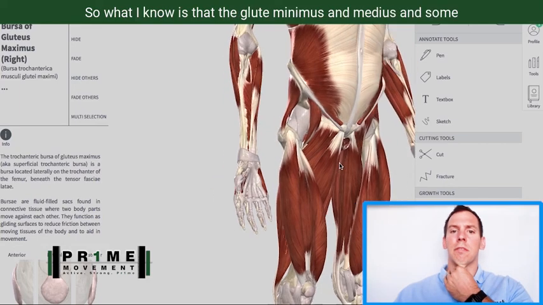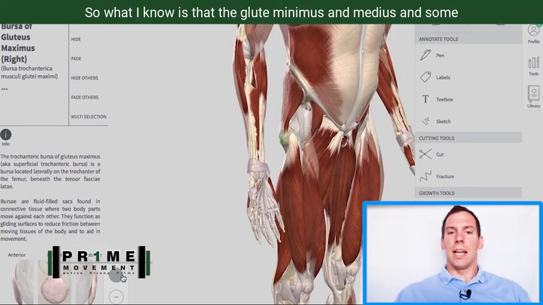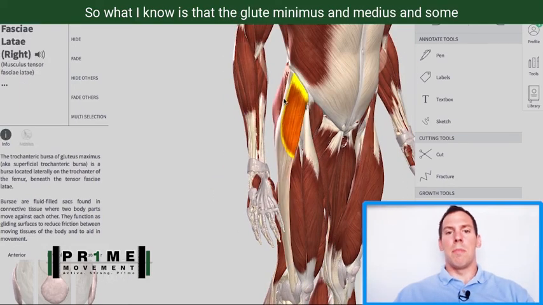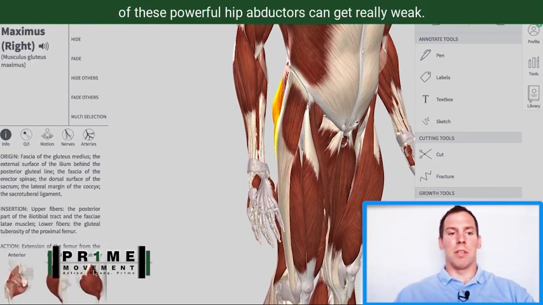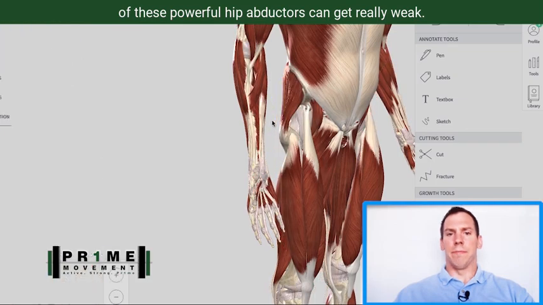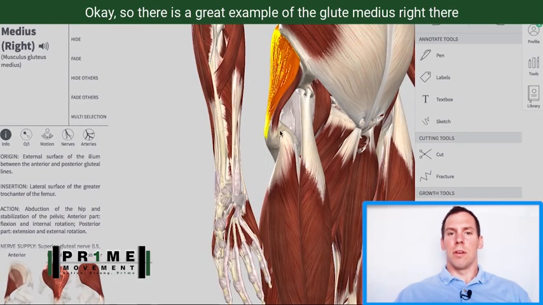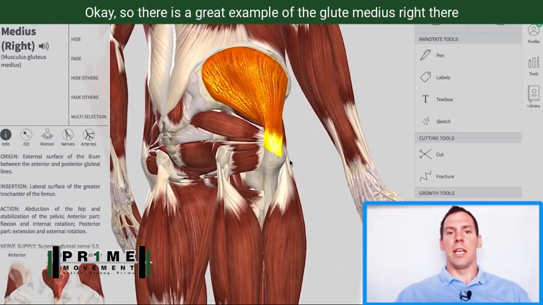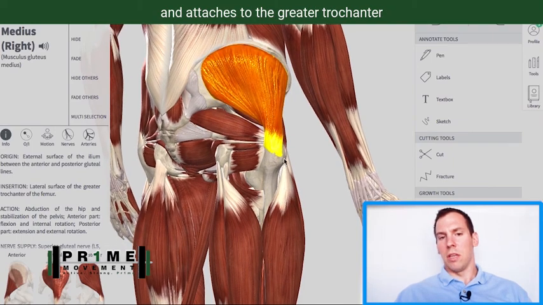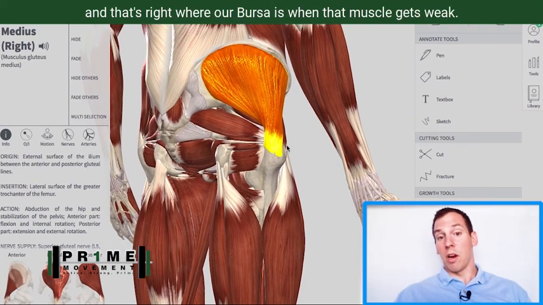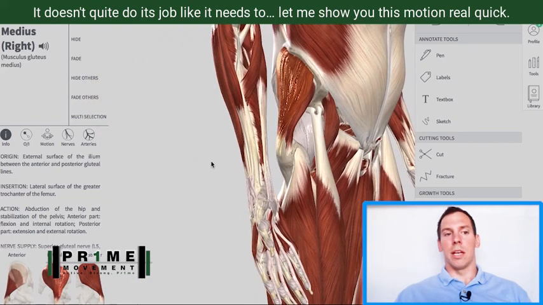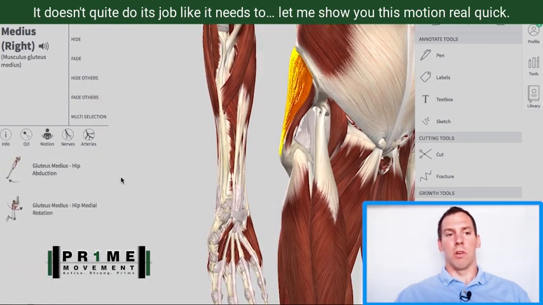So what I know of and what I realize is that the glute med, some of these powerful hip abductors, they get weak. Okay, so there's a great example of the glute medius right there. It attaches to the greater trochanter, and that's right where our bursa is. When that muscle gets weak, it doesn't quite do its job like it needs to. And let me show you this motion real quick.